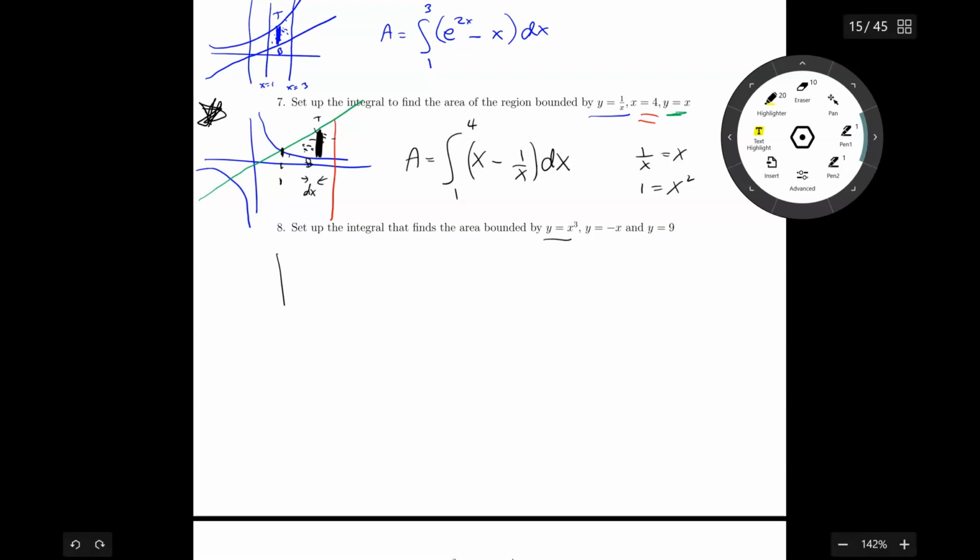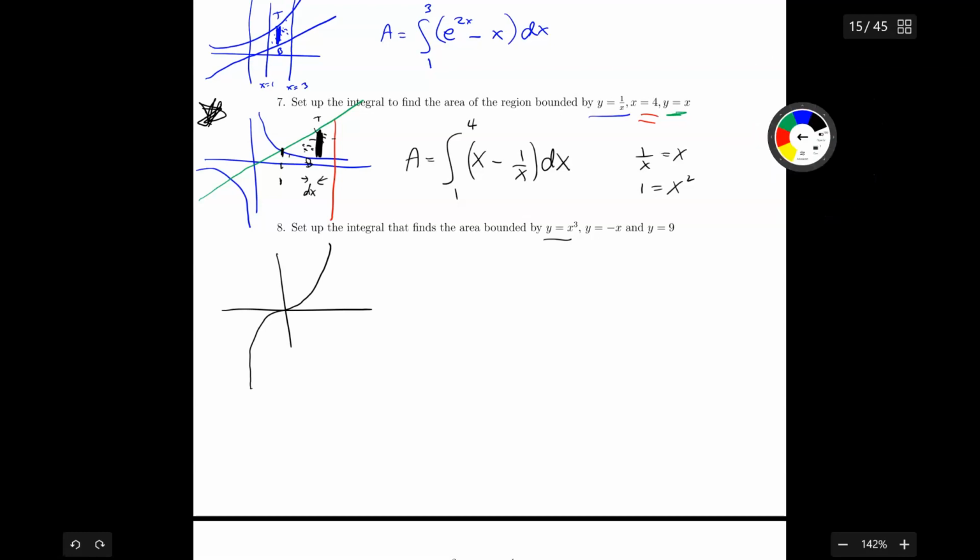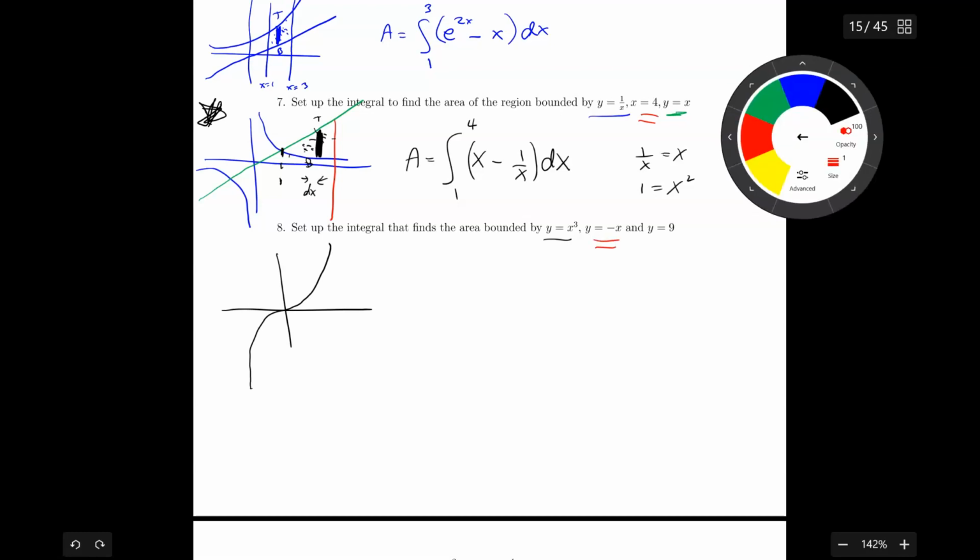All right, let's look at y equals x cubed, which looks like this. And then I've got y equals negative x, which looks like this. And then I've got y equals 9, which looks like this. All right, so finding the area bounded between those three graphs is right in here. If I build a rectangle, there's a top function, there's a bottom function. But as I investigate, the bottom function is changing as I move over into quadrant 1.